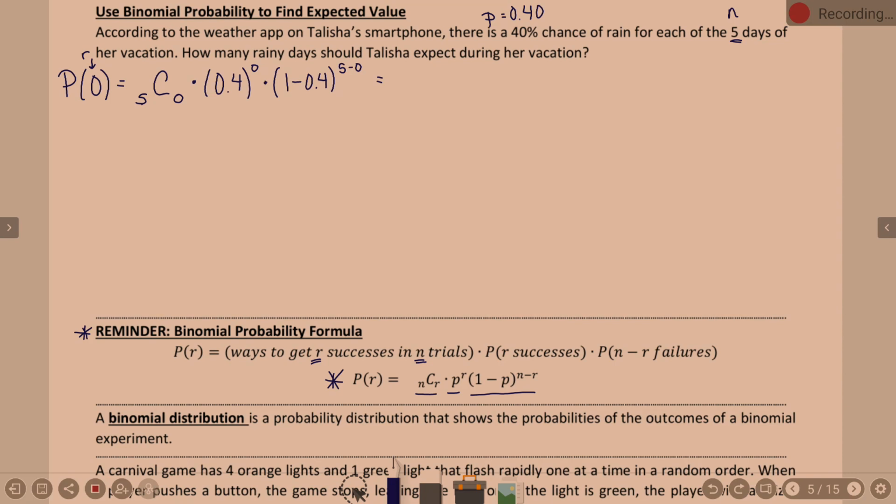Okay, 5C0. On my calculator, I can do 5, probability button, arrow over to nCr. So 5C0. Should I put parentheses around that? I don't think so.